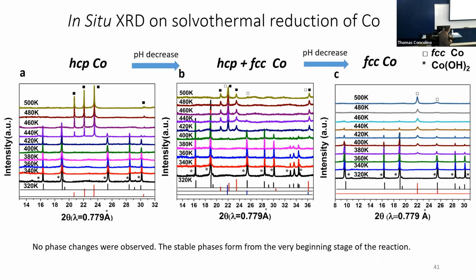With high pH, you can see that the starting material cobalt hydroxide transformed to HCP cobalt directly, so there is no kinetic effect. That means this is the thermodynamically stable phase. And if you use relatively low pH, actually neutral pH, you directly form FCC cobalt without HCP. But if you use an intermediate pH, you form the two phases together.